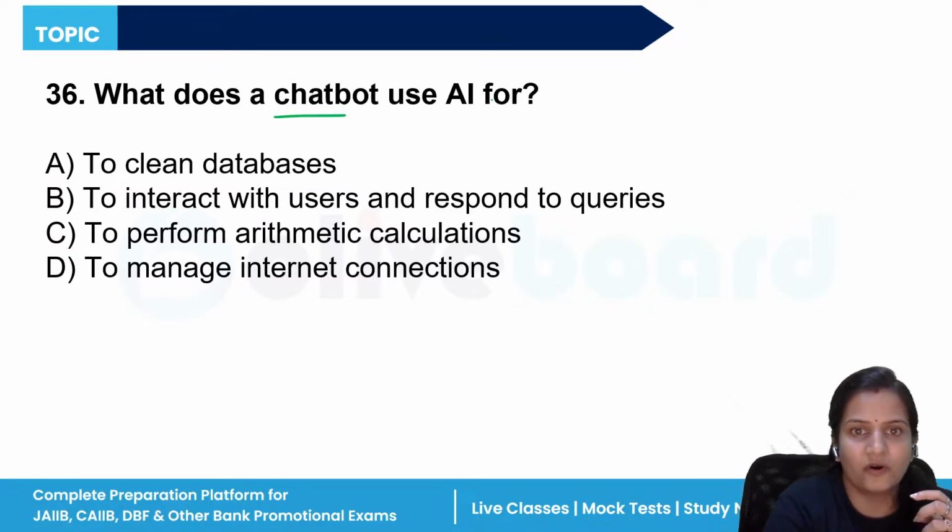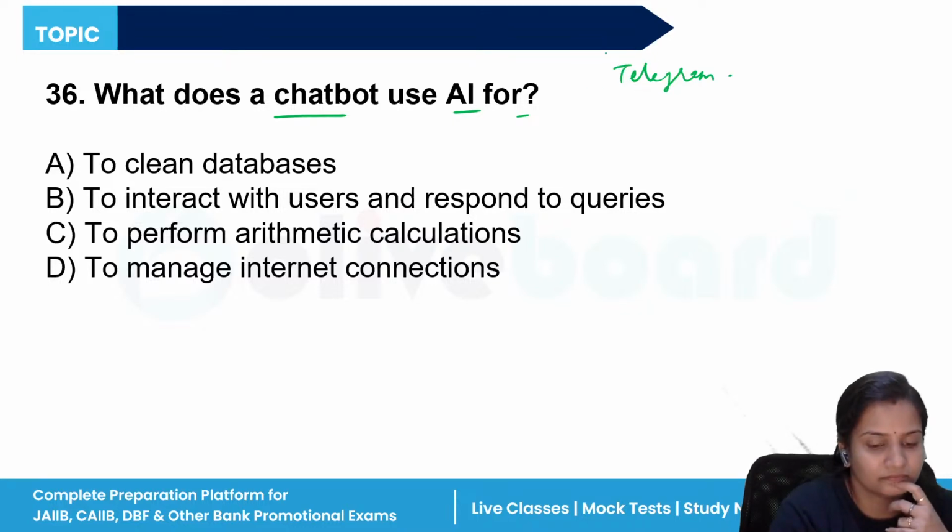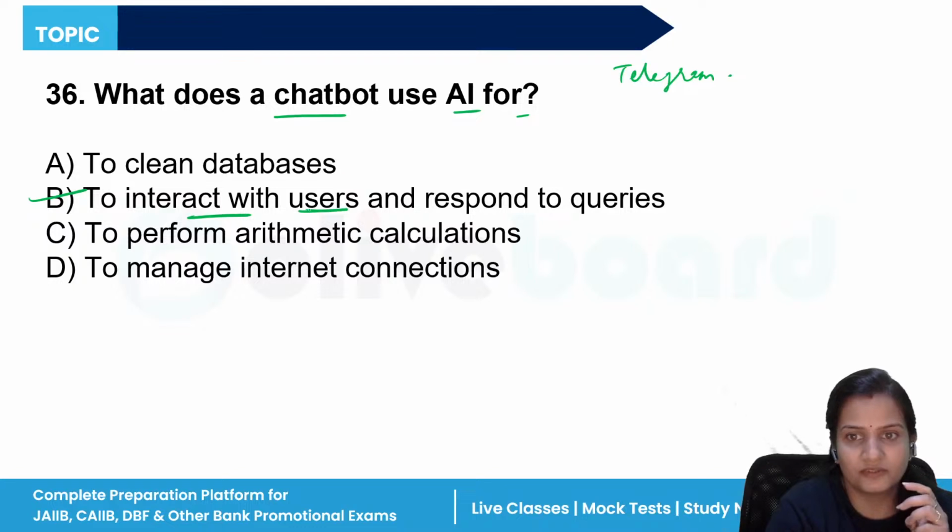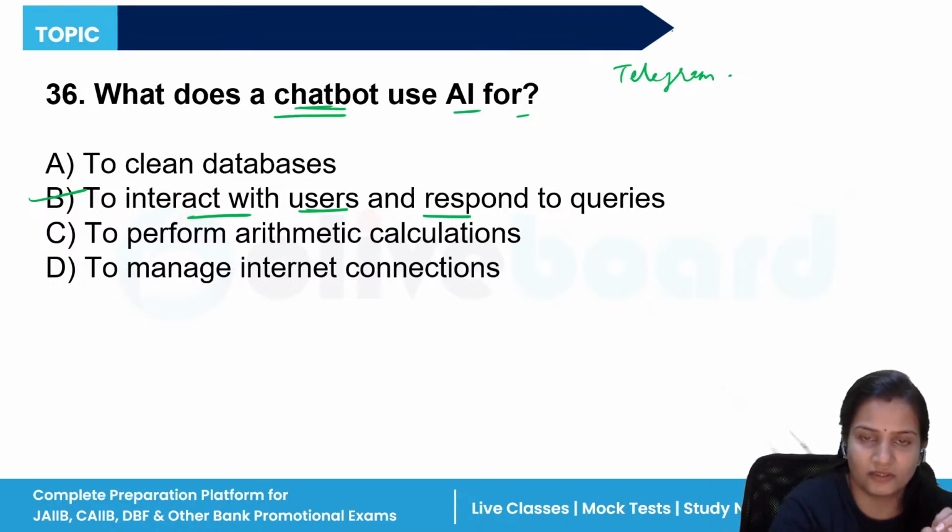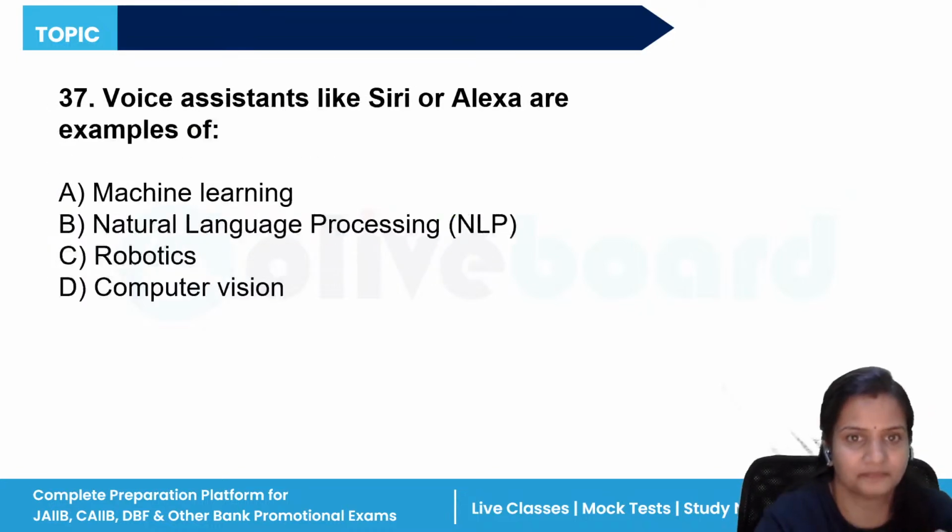Now, what does a chatbot use AI for? Chatbot. You have seen it everywhere. In WhatsApp also, in Telegram also, the chatbot. Yes, correct. It is to interact with the users, and whatever their queries are, you respond to them by using the chatbot. Simply, whatever your queries or doubts are, you type them on the chatbot and it will generate the answers.